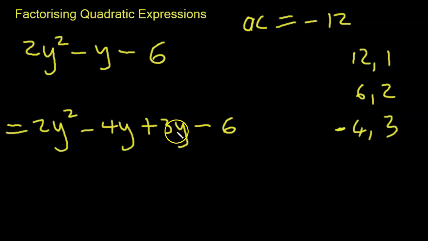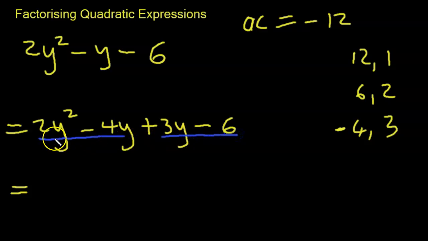Or you could have put 3y minus 4y. It doesn't matter, as long as the positive is on the 3 and the negative is on the 4. That is what is important. The order is not important. You'll get the same result in the end. So now we're going to group and factorize each group separately.